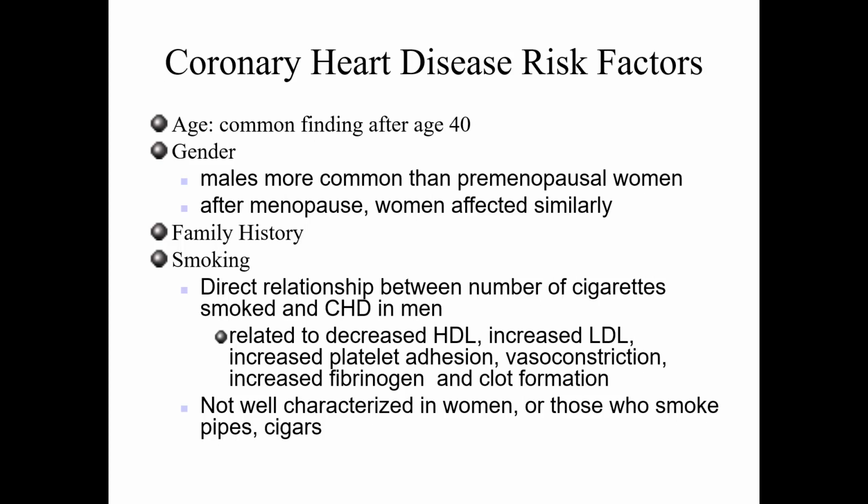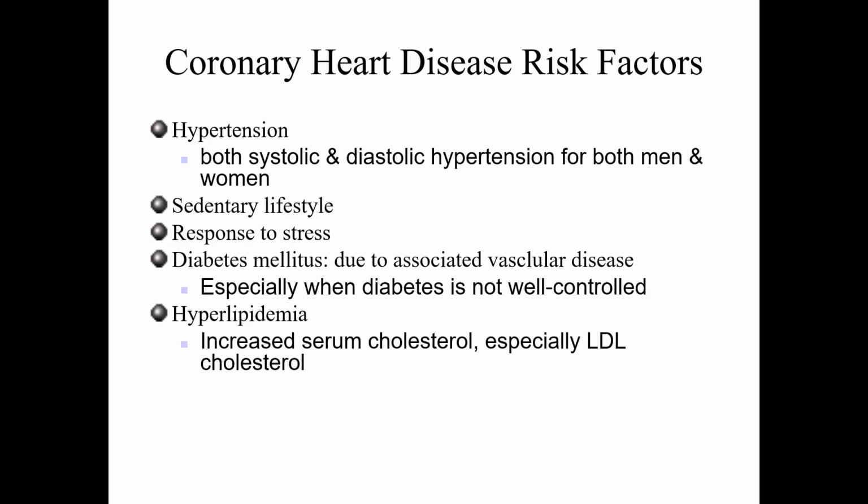Family history. Smoking: there is a direct relationship between the number of cigarettes smoked and coronary heart disease in men. It's related to decreased HDL, increased LDL, increased platelet adhesion, vasoconstriction, increased fibrinogen, and clot formation. It's not well characterized in women or those who smoke pipes or cigars. Hypertension, both systolic and diastolic, for both men and women. Sedentary lifestyle, response to stress, diabetes mellitus, and hyperlipidemia.